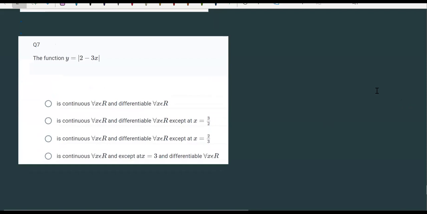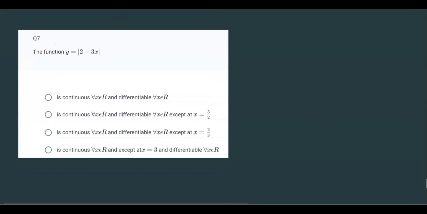Now this function, see, it's a modulus function. So whenever the expression within the mod becomes 0, that is where it is critical. 2 minus 3x, where is it 0? When x is equal to 2 by 3. So to the right side of 2 by 3 and the left side of 2 by 3, the function will change. Otherwise, it's a modulus function.